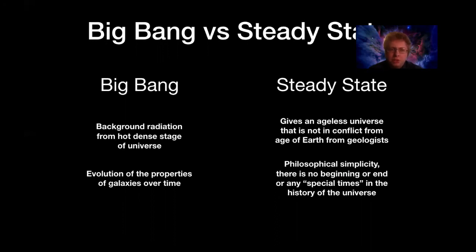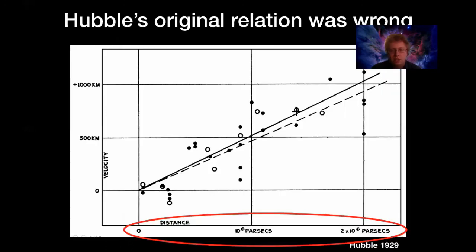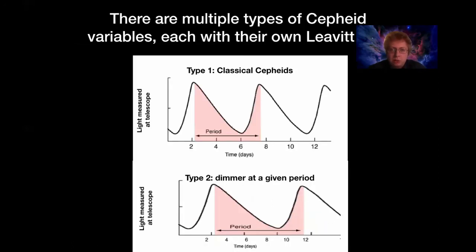So how do we get around this? What is the explanation for how the Big Bang could be true if the universe has to be younger than the age that we know that our Earth is? And the answer is that Hubble's original relation was wrong. It turns out the distances Hubble had measured using Leavitt's law were incorrect.